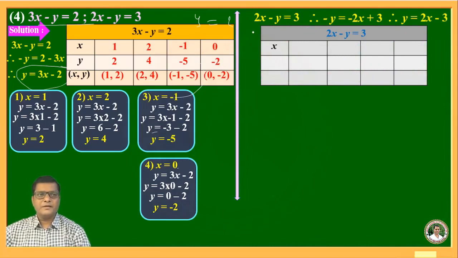This is a table. This table is of which equation? Write down that equation. At the left side, in this way, write down x, y and the coordinates x, y.